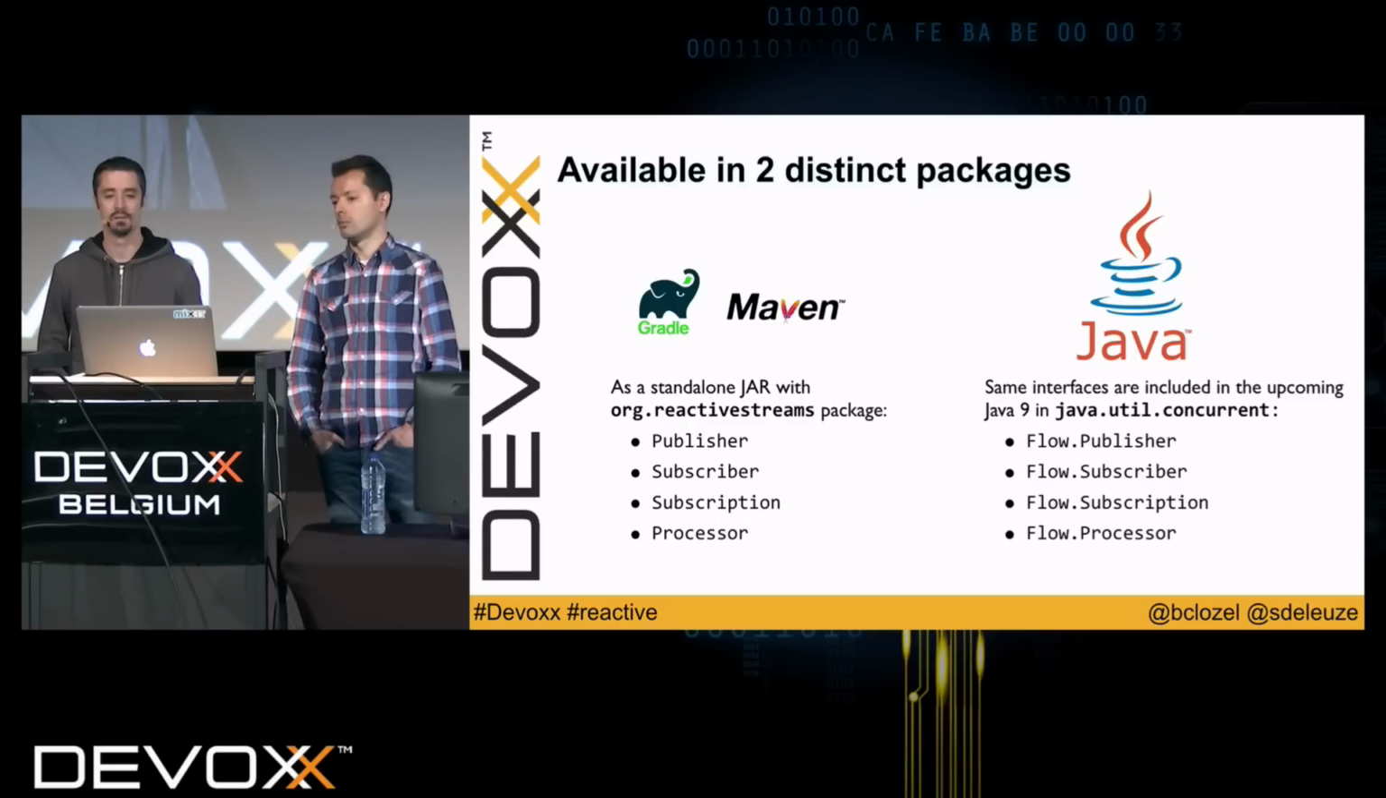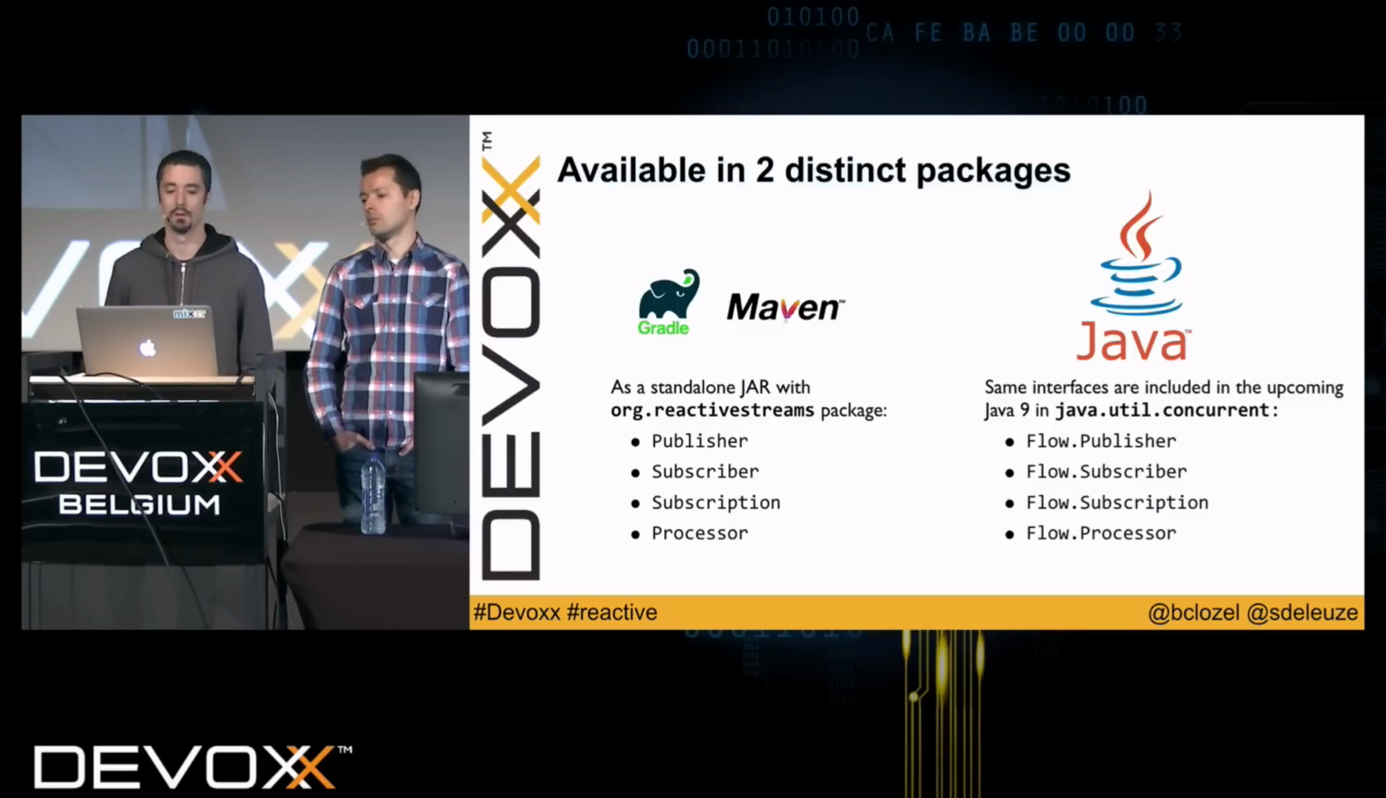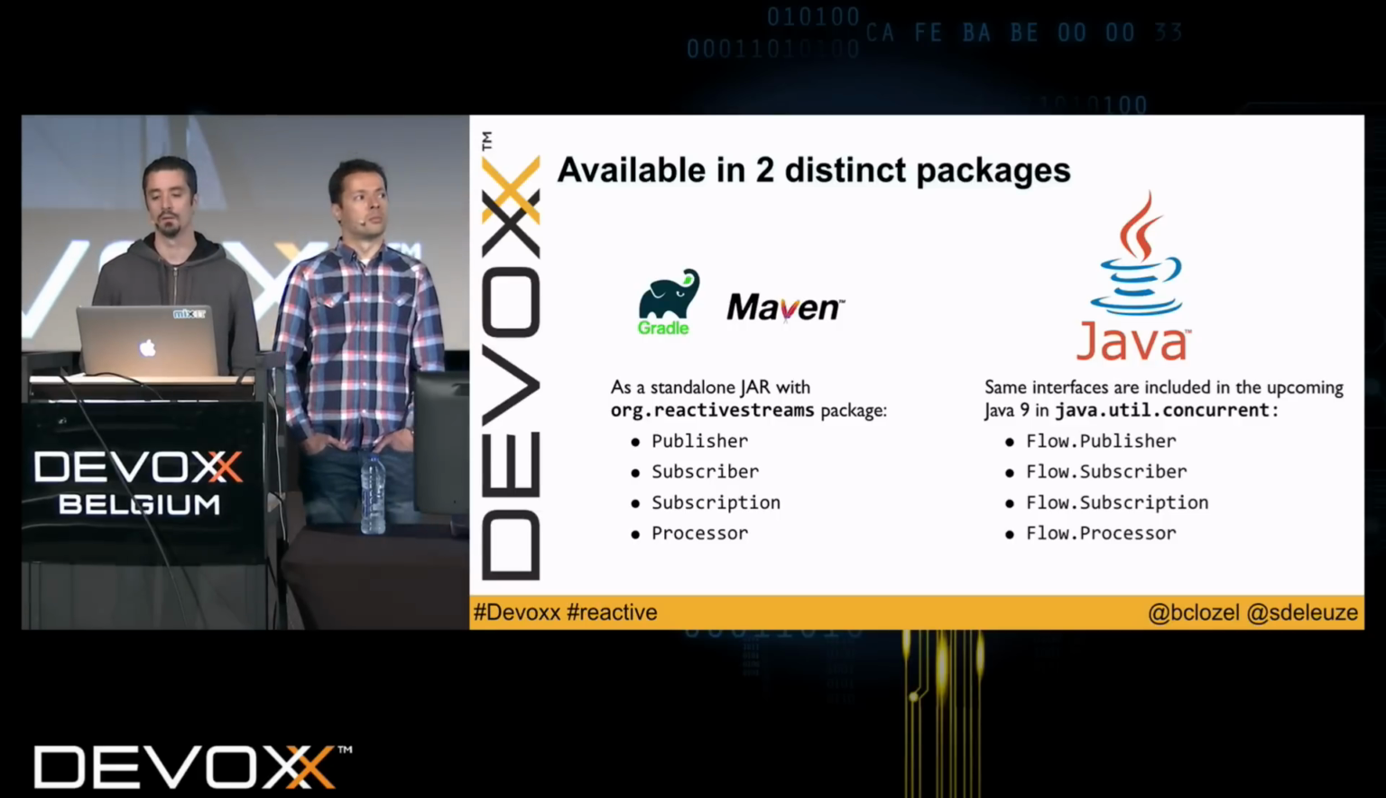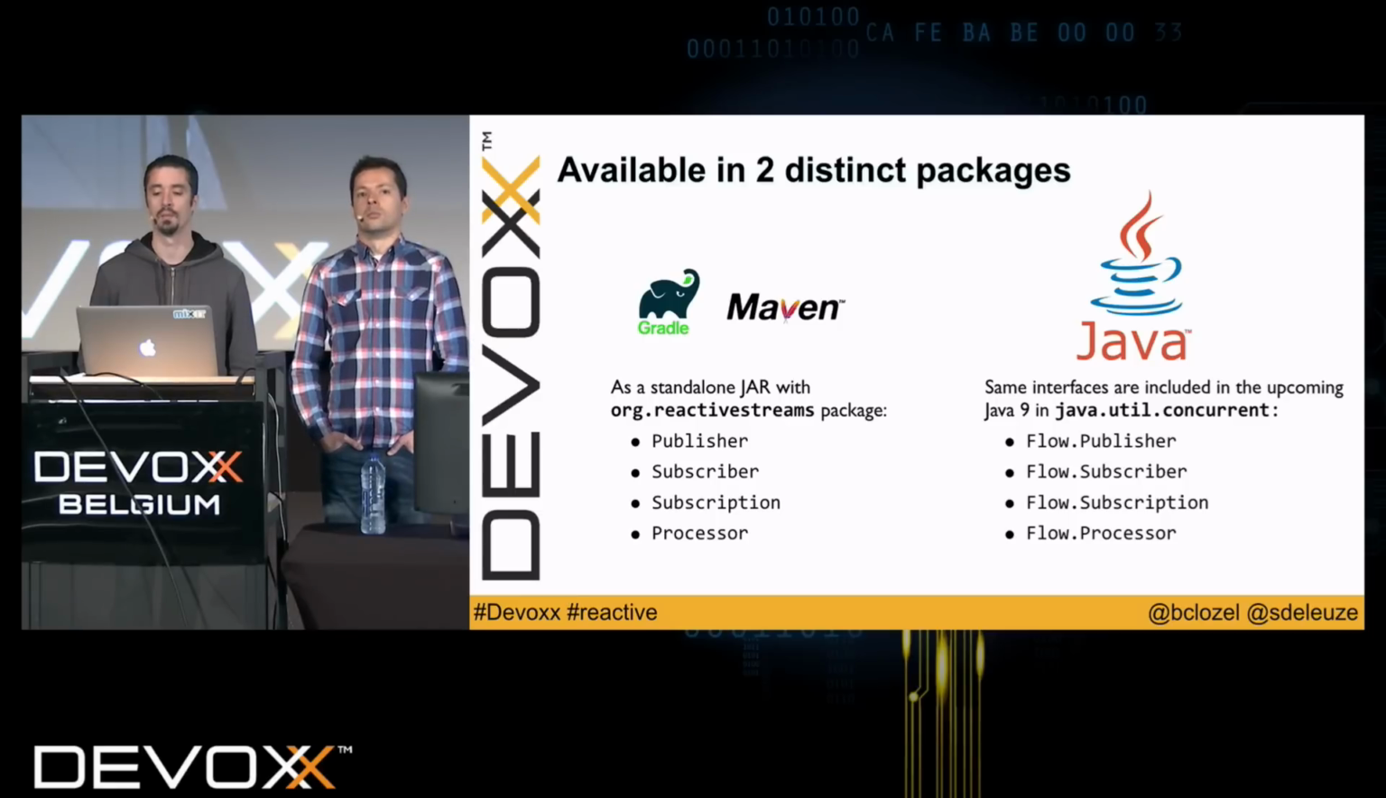Reactive Streams is available in 2 distinct packages. It's available as a standalone jar with the org.reactivestreams package. This could be used in any Java version. And it has also been integrated in the upcoming Java 9 version. In the java.util.concurrent package, there is a Flow class that contains the 4 interfaces. These are exactly the same interfaces with different packages.